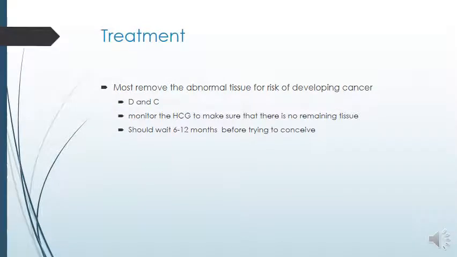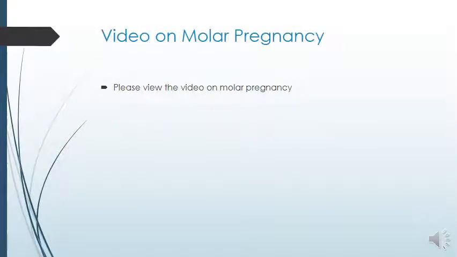The treatment would consist of removing the abnormal tissue for risk of developing cancer at a later time, so a D&C would be performed, and the level of HCG would be monitored to make sure that there is no remaining tissue left in the body. And it is advisable to wait 6 to 12 months before trying to conceive again. Please view the video on molar pregnancy.